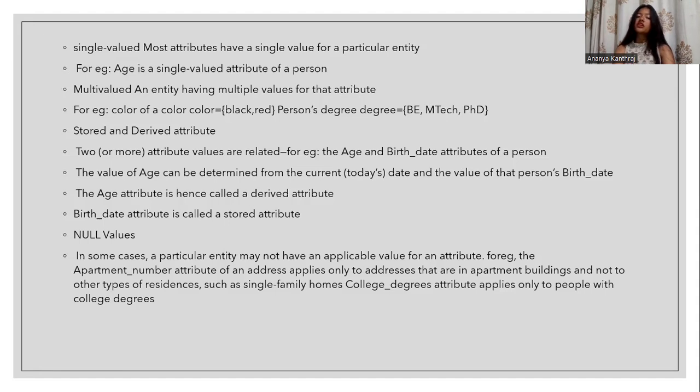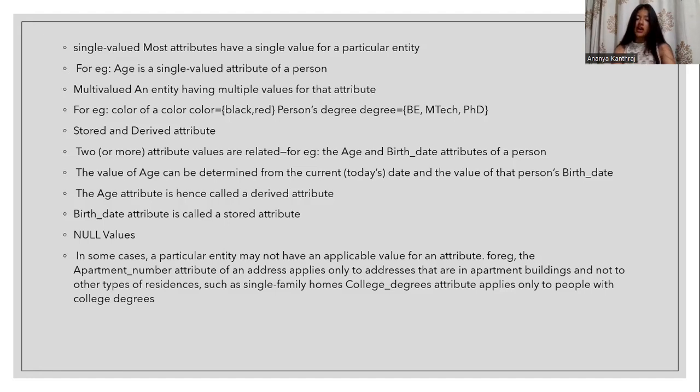So what is the meaning of stored and derived attributes? Two or more attribute values may be related. For example, age and birth date are attributes of a person which are related together. The value of age can be determined from the current date and the value of that person's birth date. So the age attribute is called a derived attribute, and the birth date attribute is called a stored attribute.